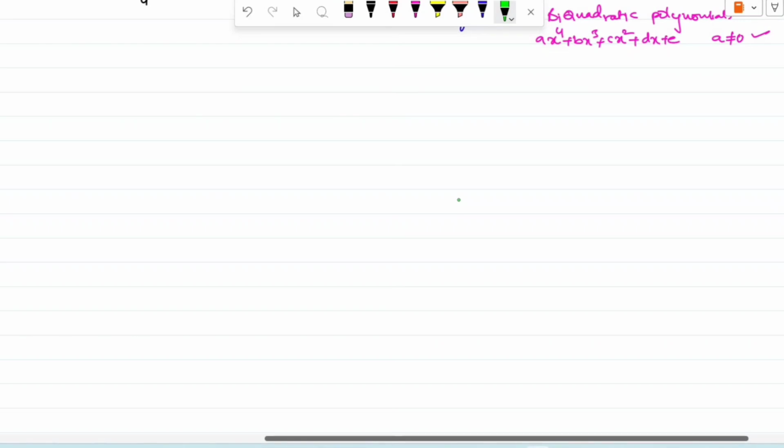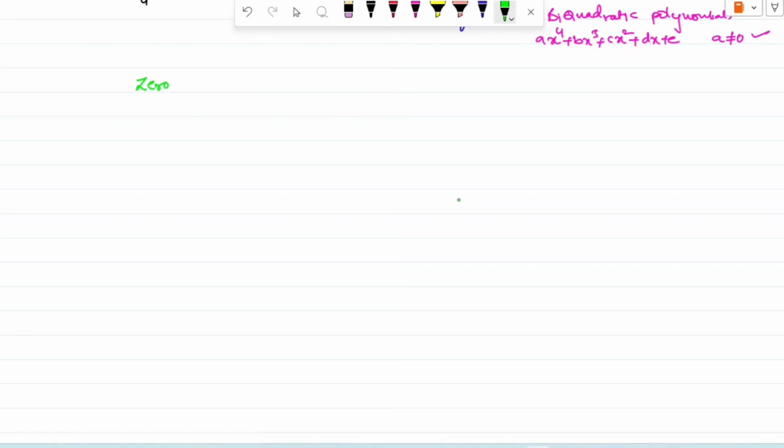The first one is zero polynomial. What is meant by zero polynomial? In a polynomial, the number zero alone is called the zero polynomial. Why is it so? If 0 is the coefficient of x power any number, like x power 0, the answer is 0.